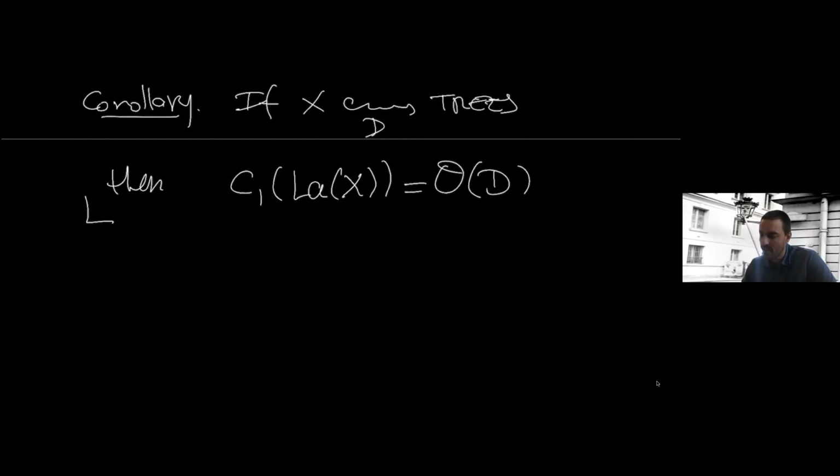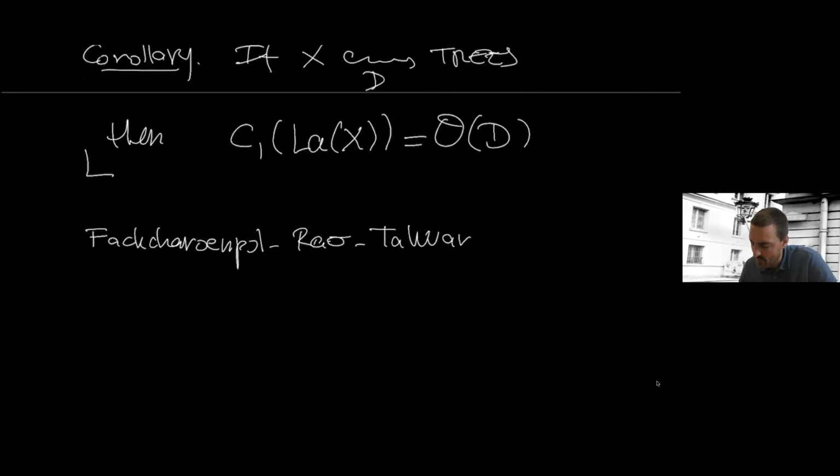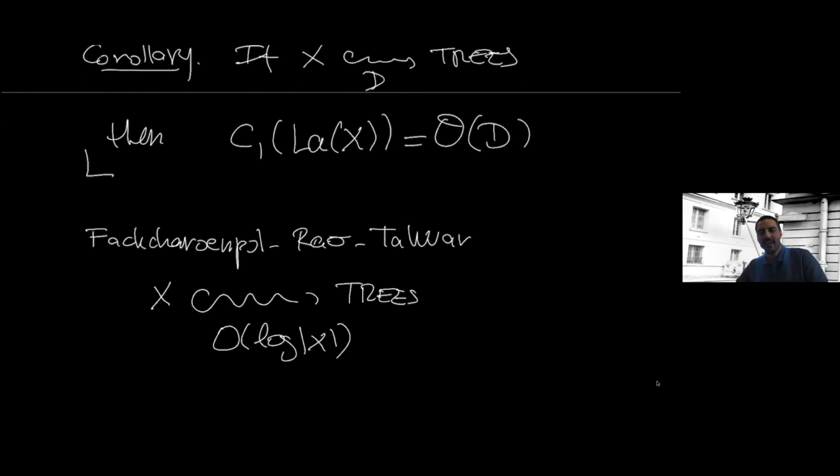And then this was subsequently improved a couple of times until Fakcharoenphol, Rao, and Talwar, so early 2000s, they proved that any finite metric space stochastically embeds into trees, and the stochastic distortion is big O of log of the number of points. So that's why you get this distortion that I mentioned at the beginning.